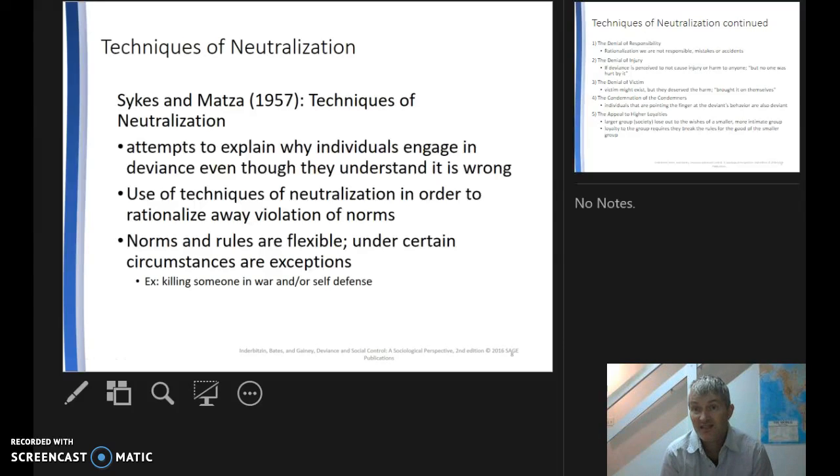Another thing to think about is techniques of neutralization. When we think about neutralization, we think of Sykes and Matza. They were attempting to explain why individuals engage in deviance even though they understand it's wrong, and essentially the rationalizations that they use to explain away their deviant behavior. This rationalization is referred to as neutralization.